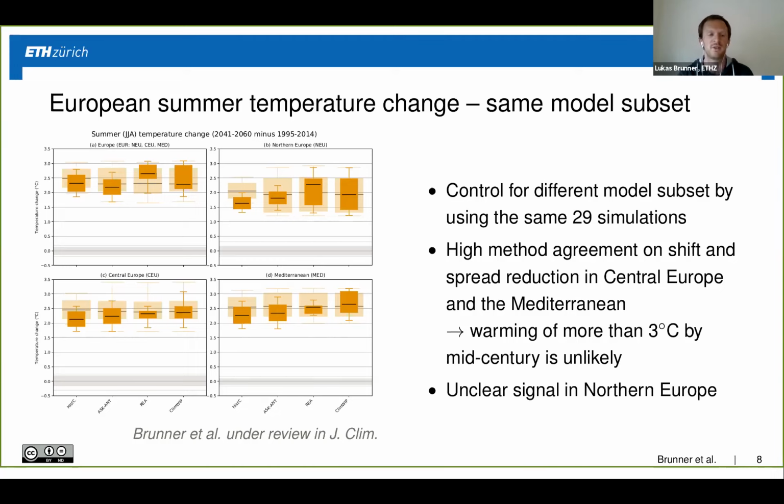So the warmest kind of changes are less probable, so to speak. And similarly for the Mediterranean, where actually also most of the methods agree. So 3 out of the 4 methods agree on this shift downwards and on the reduction in spread.